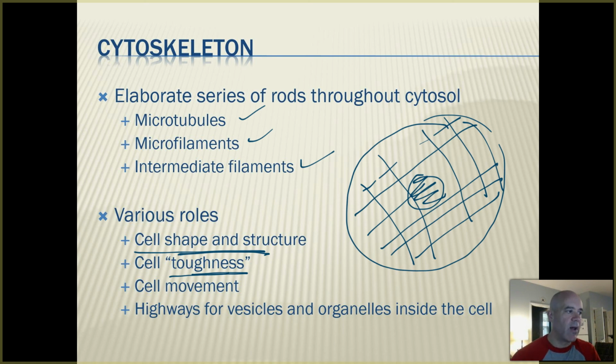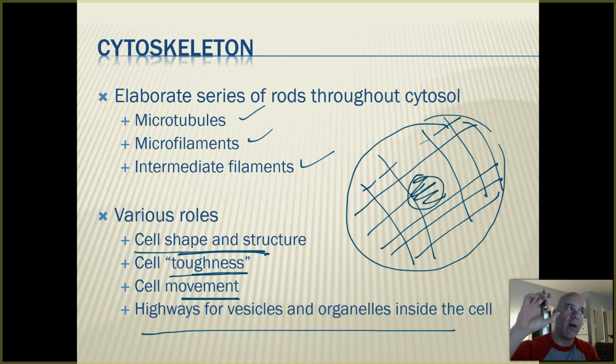becoming damaged. Can also play a role for movement of cells, and they can even act as little highways for things like those vesicles we were taking a look at, how they're moving from, say, the Golgi to the cell surface. They don't do that randomly. They actually hop onto the cytoskeleton and slide where they need to go.